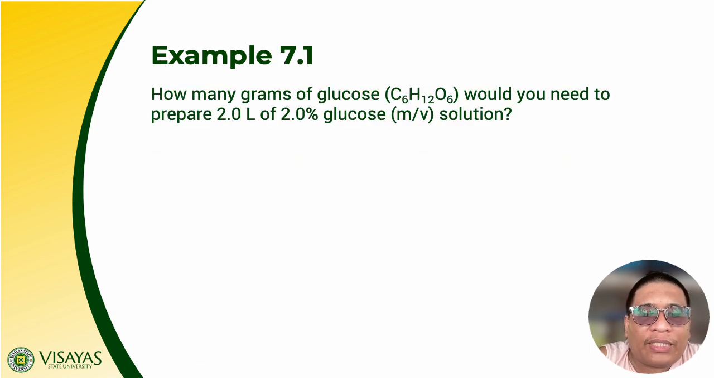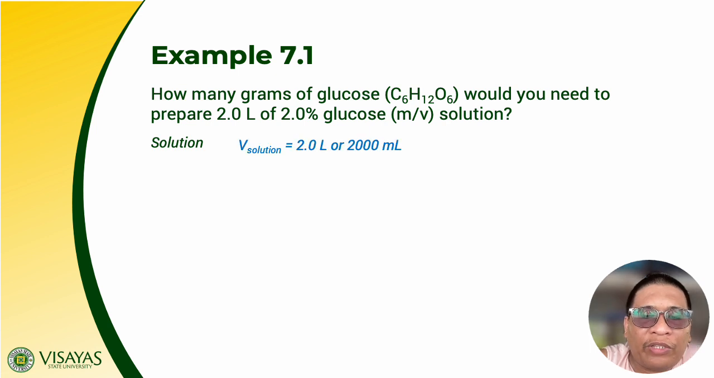So now for examples, we have here how many grams of glucose would you need to prepare 2 liters of 2% glucose mass by volume. So we're given the chemical formula of glucose. That means we can compute for the mass in grams of the glucose, which is taken from 2 liters and 2% mass by volume of the solution.